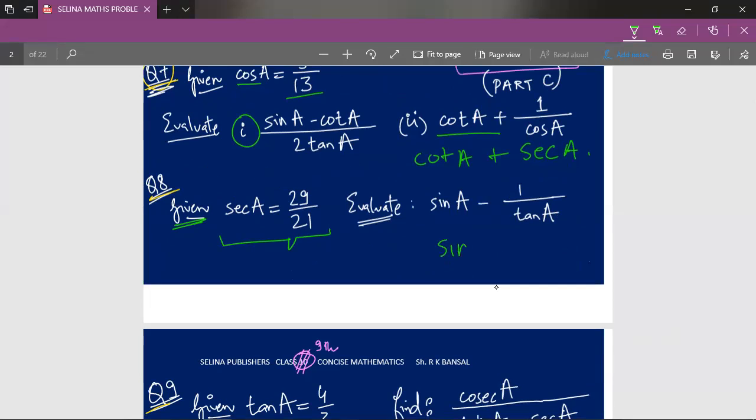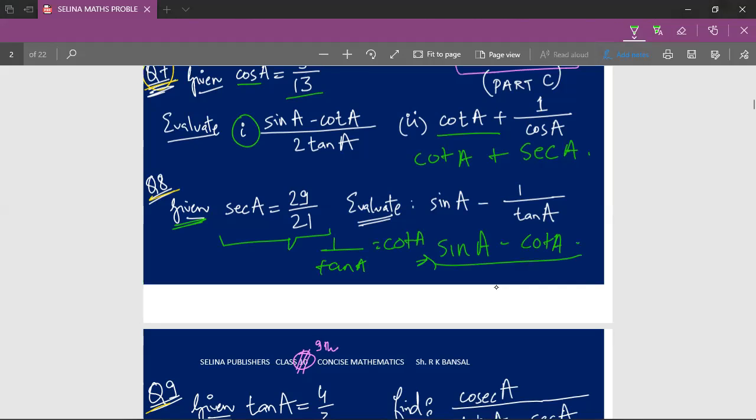Now, sin A minus 1 upon tan A. The reciprocal of tan theta is equal to 1 upon cot A. I'll just write it down. So 1 upon tan A is equal to cot A. So can I write 1 upon tan A as cot A? So by simplifying this, we have to find this value. Okay, so let's solve. Now, all you have to do is draw a figure. Okay, so let's draw a figure.